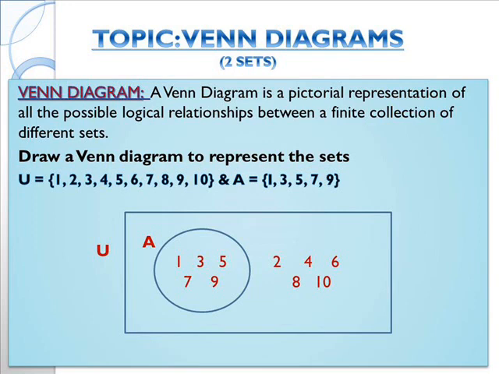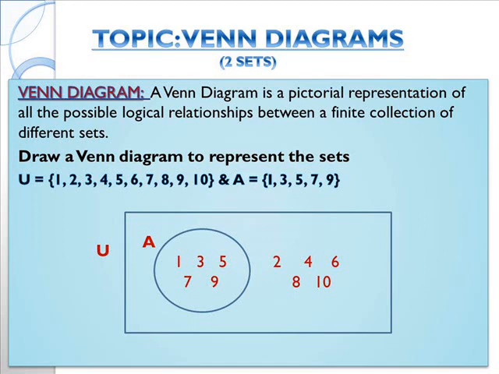Well, the first set that is given over here is a universal set. A universal set is a set which contains all the elements of the subsets in consideration, and it is represented by a rectangle. And inside the rectangle we use circles to represent the subsets.